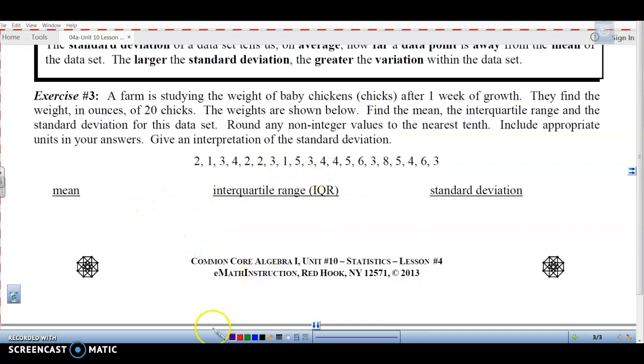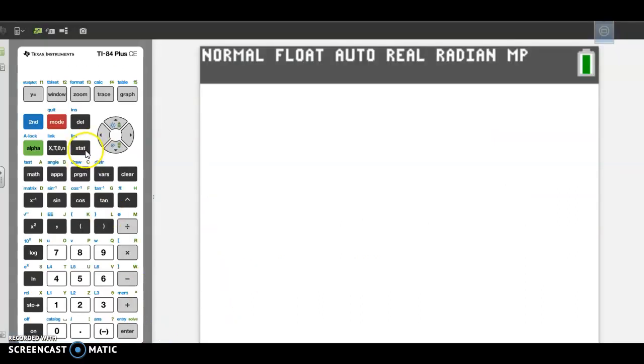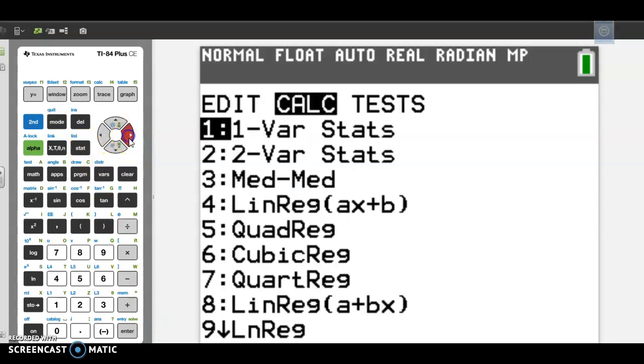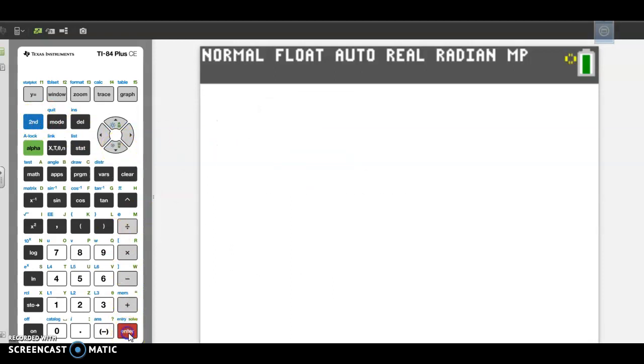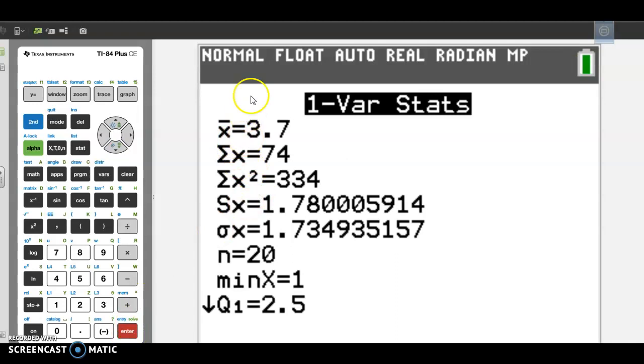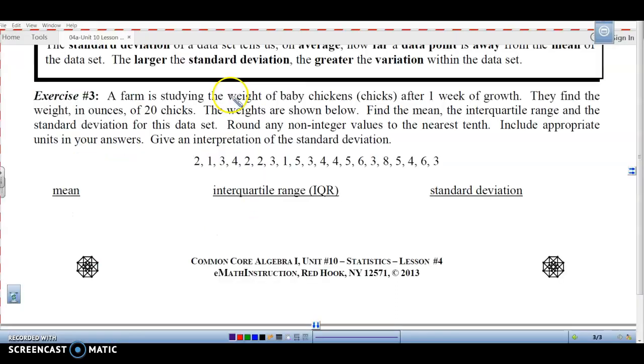Okay, so I've already entered this in my calculator. You can do it on Desmos if you want to. All right, so I want to find the mean first of all. So it's stat, calc, var stats. And I want list 1. Go down to calculate, press enter. All right, mean is 3.7. That's this first x bar right here. So the average weight of the chickens, baby chicks, is going to be 3.7 ounces.